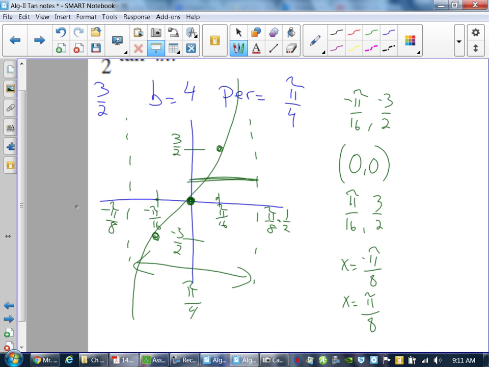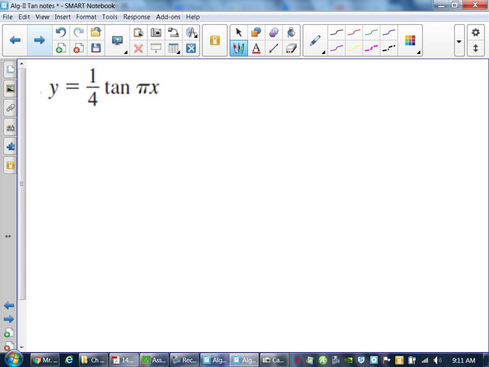You'll get it. Let me do another one: 1/4 tangent pi x. And then we'll add in an h and k here. We might, I don't know. Depends on how much time we have.